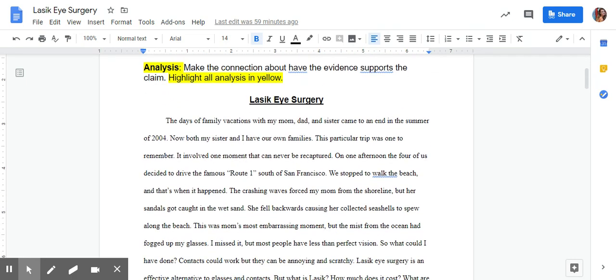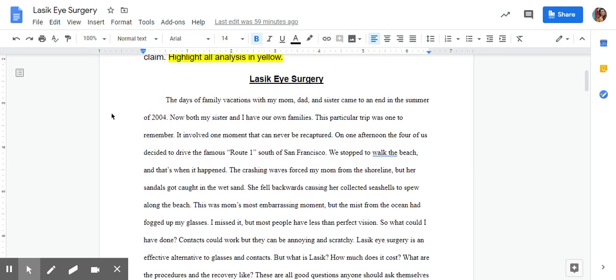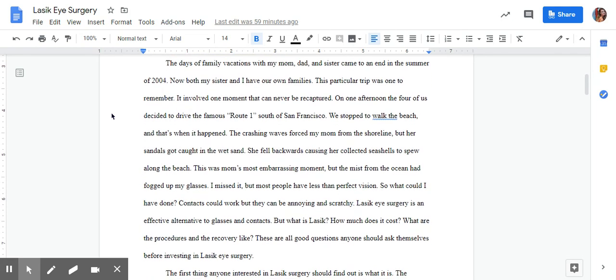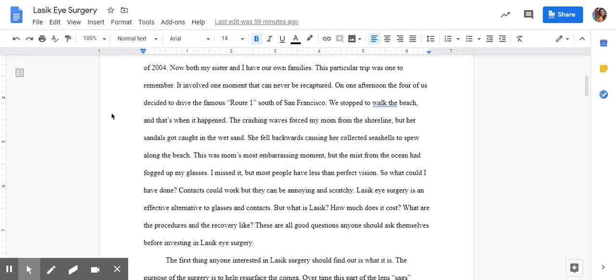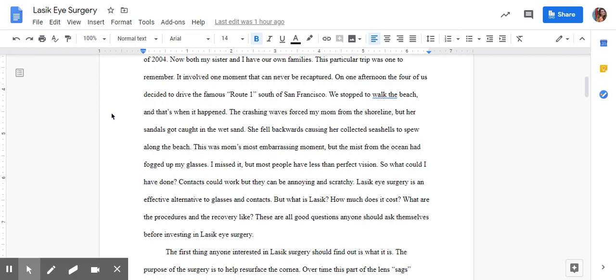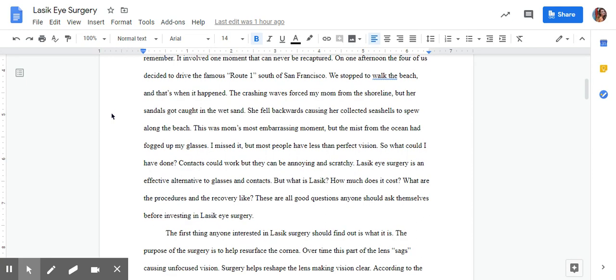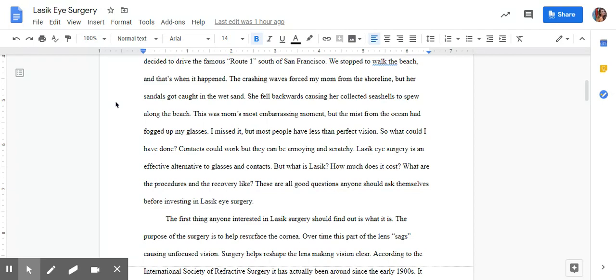The days of family vacations with my mom, dad, and sister came to an end in the summer of 2004. Now both my sister and I have our own families. This particular trip was one to remember. It involved one moment that can never be recaptured. On one afternoon, the four of us decided to drive the famous Route 1 south of San Francisco. We stopped to walk the beach, and that's when it happened. The crashing waves forced my mom from the shoreline, but her sandals got caught in the wet sand. She fell backwards, causing her collected shells to spew along the beach. This was Mom's most embarrassing moment, but the mist from the ocean had fogged up my glasses.